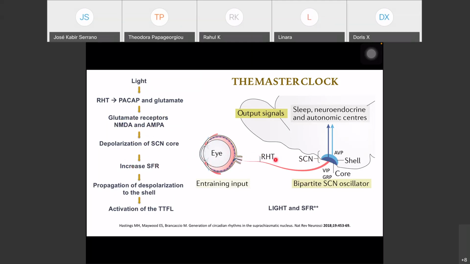And spontaneous firing rate are a bunch of action potentials of neurons. And once the stimulus increases the spontaneous firing rate, it will propagate to the shell of the suprachiasmatic nucleus, and this way activating the transcriptional translational feedback loop. And that's the molecular mechanism of circadian rhythm.